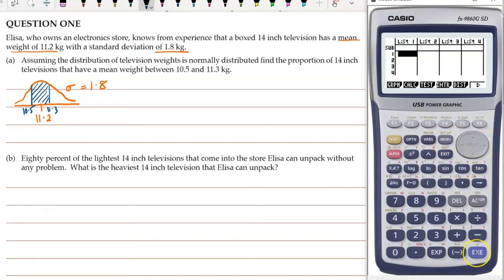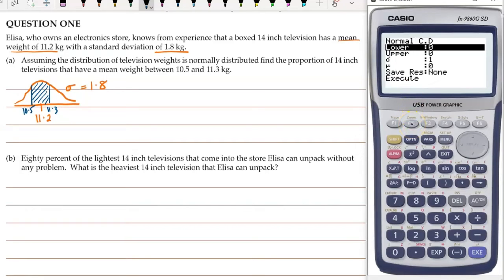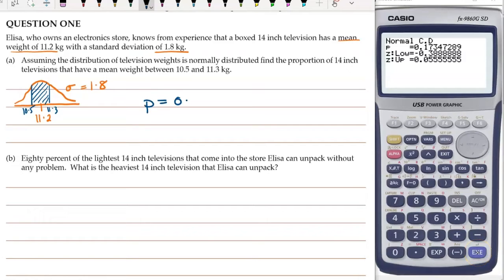We are going to our statistics menu, distributions, and then normal, and we're doing NCD. We're finding out the cumulative amount between two things. Our lower limit is 10.5, the upper limit is 11.3, sigma is 1.8, and the mean mu is 11.2. Then we execute that, and our proportion is 0.1735.